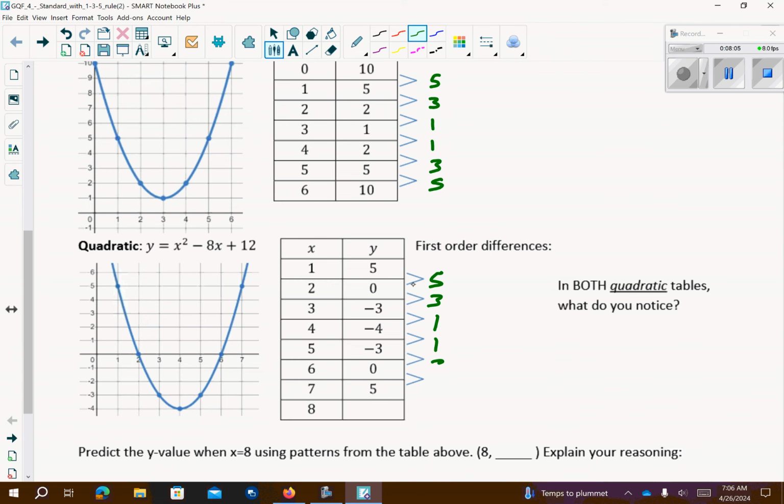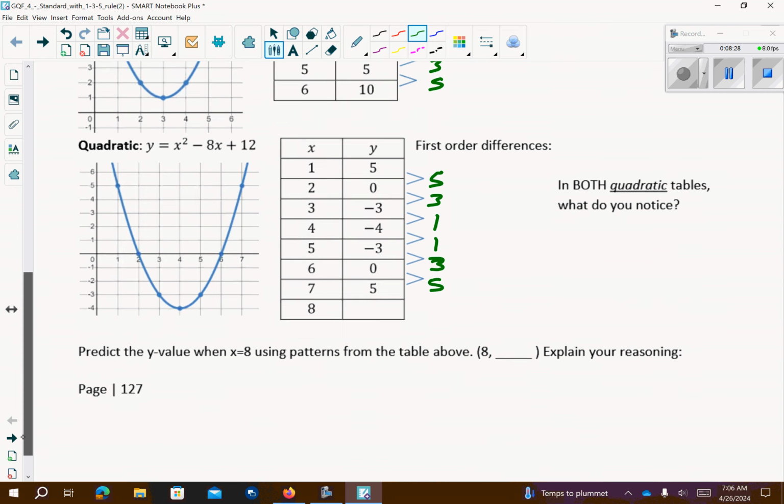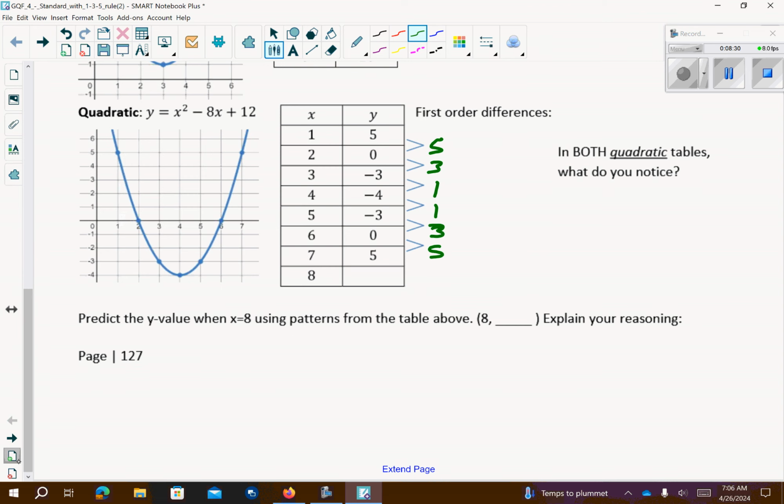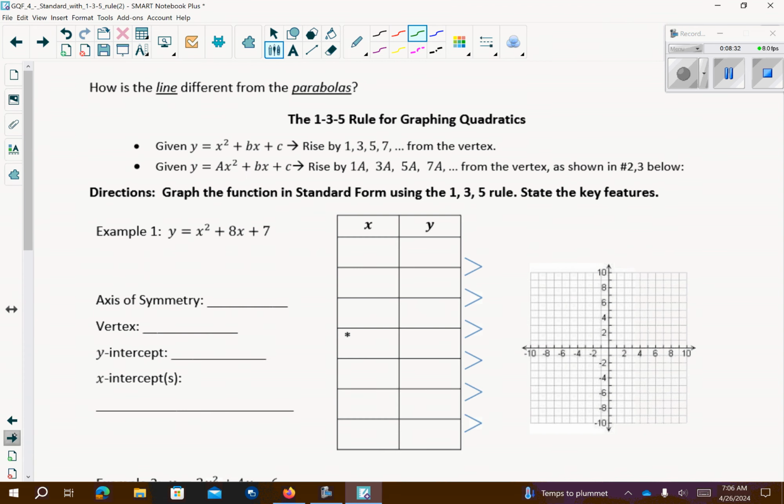Let's see, oops, hang on. I grouped up. Oh, that distance here is 2. There to there's 3. That's fine. There to there's 1. There to there's 1. That's the distance 3, distance 5, and so on and so forth. So we have all of these patterns that take place with quadratics, which is pretty cool.